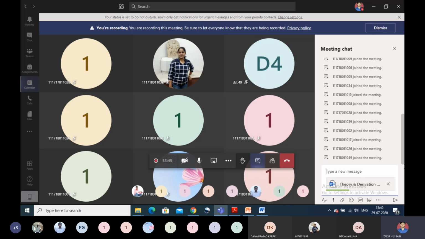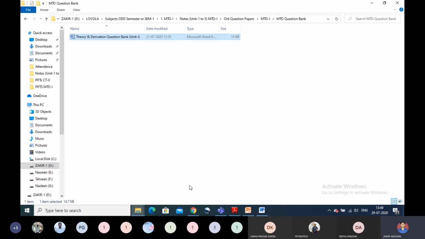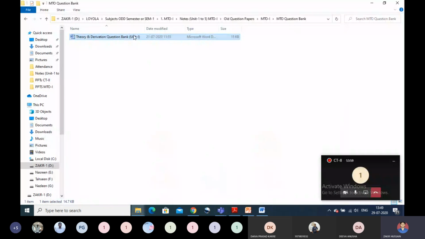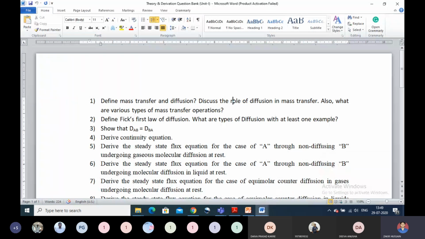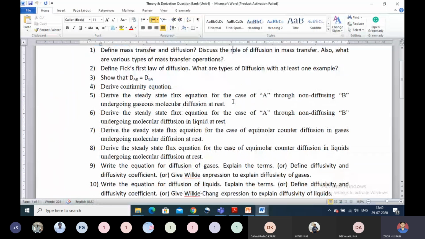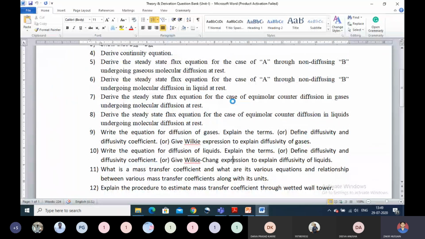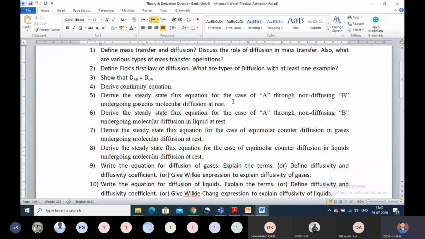Yeah, okay. I have given one file in your chat box. Just see it. It is nothing but a theory and derivation question bank from your old question papers. Answers for this one, everything was given in the notebook. Just you have to go through it. I will give assignment from these questions only. Then I have already uploaded the solved problems to your Teams. Just go through that one also.